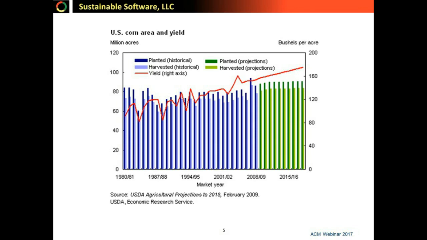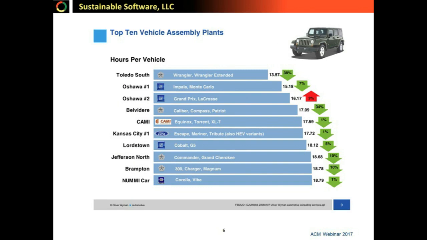Here's a second example, different industry. So this is the automobile industry, right? This comes from, I think, 2008, and it shows you the top 10 vehicle assembly plants in the world. It also shows you how many hours per vehicle it took to assemble a vehicle and whether they improved over the past year or they got worse over the past year. Again, standardized data across the whole industry to answer some interesting questions.